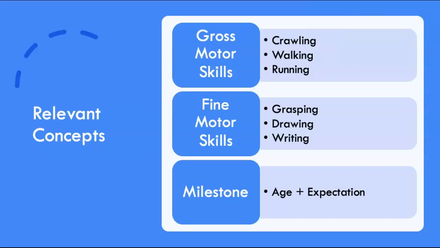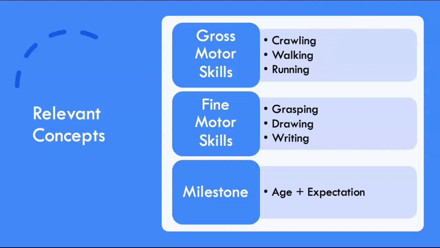Some relevant concepts to consider when thinking about physical development are that of gross motor skills, fine motor skills, and milestones. Gross motor skills refers to those skills that require the large muscle groups, and some examples of these skills include crawling, walking, running. Whereas fine motor skills rely on the smaller muscle groups, particularly those in the hand, and eye-hand coordination. And some examples include grasping, drawing, and writing.